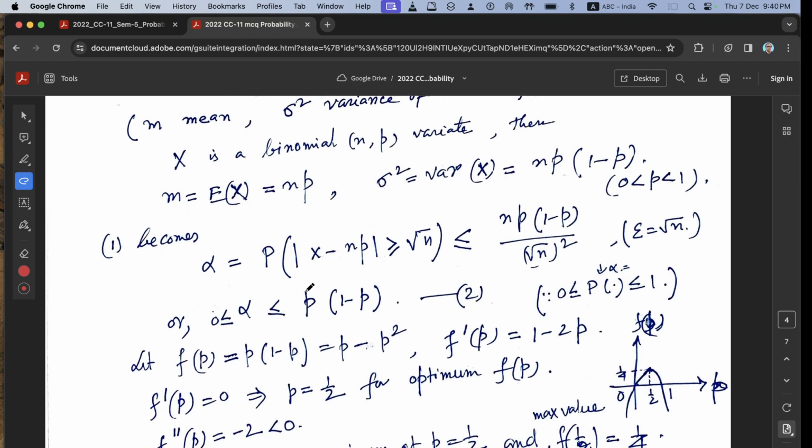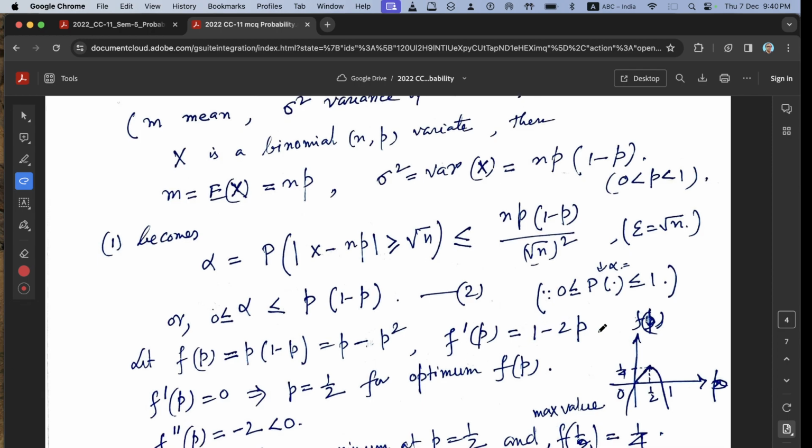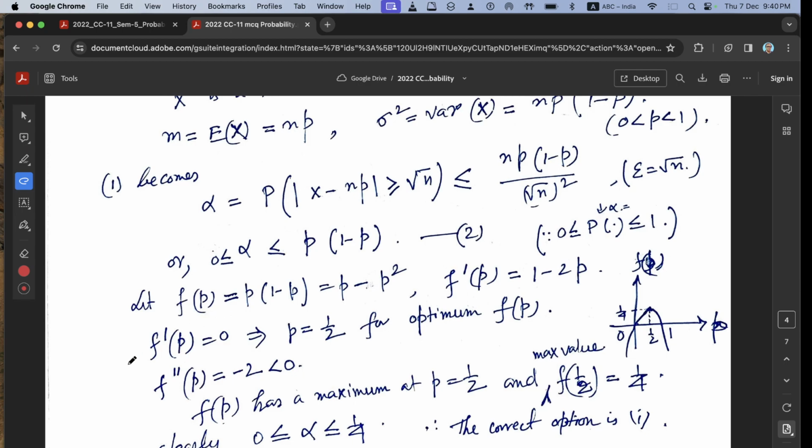Now we let f(p) equal p(1-p), so f(p) = p - p squared and f'(p) = 1 - 2p. For the optimum value, f'(p) = 0, so p equals half. If we draw the graph with p along the x-axis and f(p) = p(1-p) along the y-axis, this is the origin, this point is (1, 0), and this point is (1/2, 1/4). So p equals half.